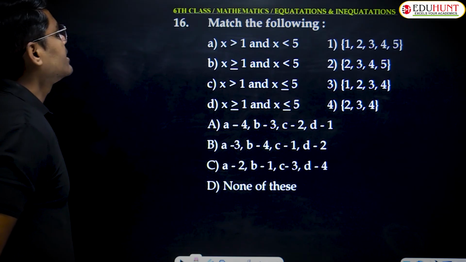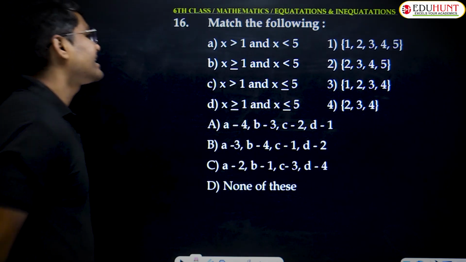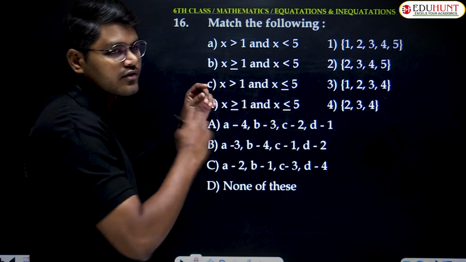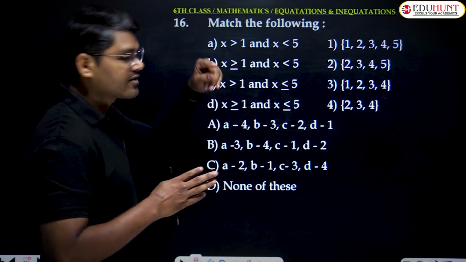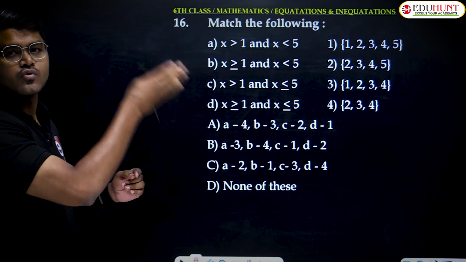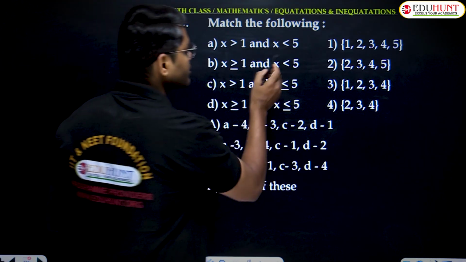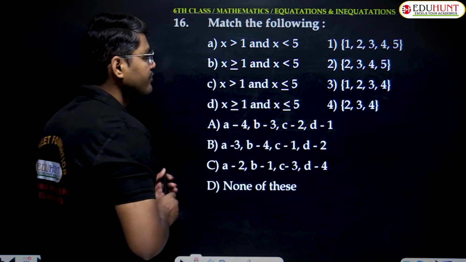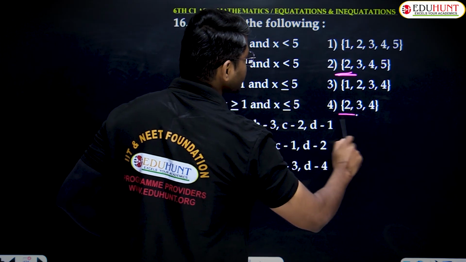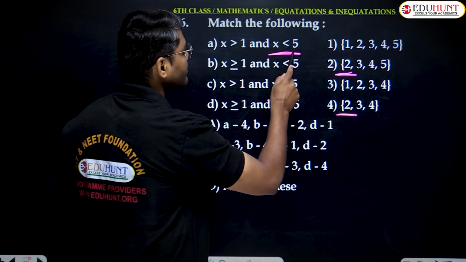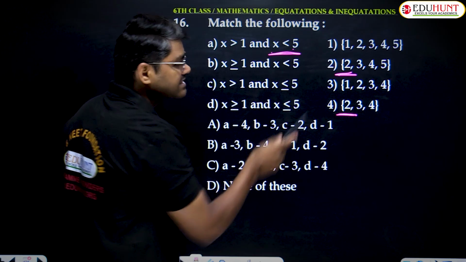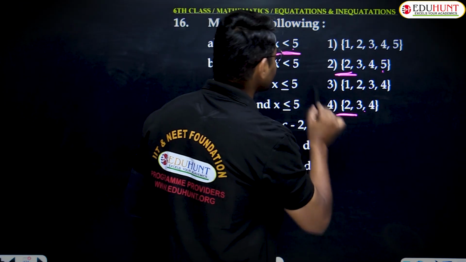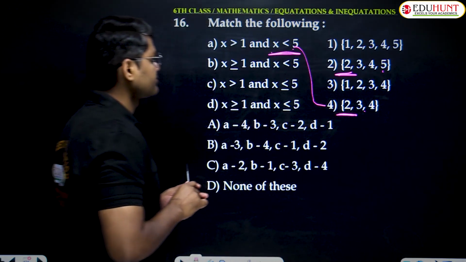Okay. Match the following. X greater than 1 and x less than 5. Greater than 1 means 2, 3, 4, 5, 6, 7 like that. And less than 5 means 4, 3, 2, 1, 0 like that. So if we clearly observe, greater than 1 means it should start from 2. Here it is starting from 2. Here it is starting from 2. So the end point will be, this is less than 5. Less than 5 means there must be 4. Here 5 is there. So this is the matching point.